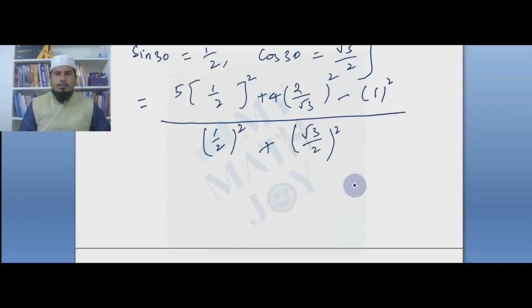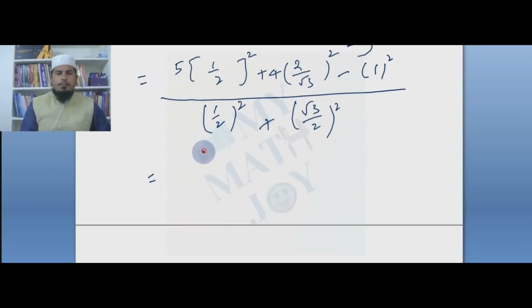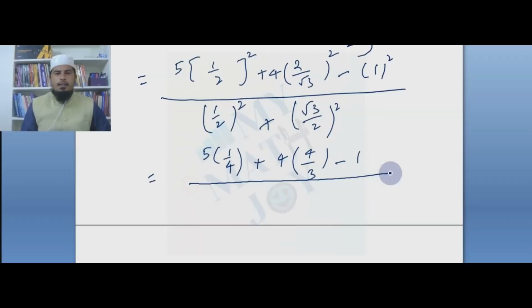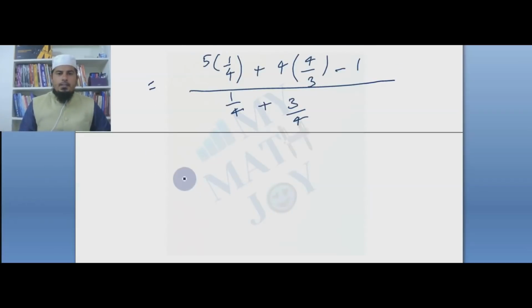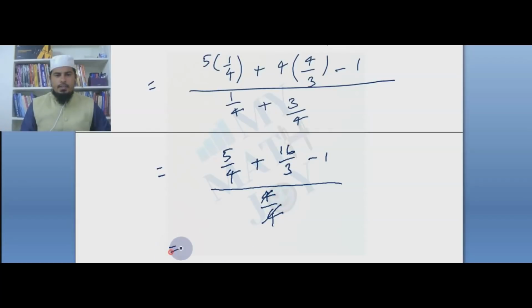Come on, let us solve this particular step now. 5 times 1 by 4 as square. 1 square is 1, 2 square is 4, plus 4 times 2 square is 4, root 3 square is only 3, minus 1, divided by 1 by 4 plus root 3 square is 3, 2 square is 4. Okay, we got it. Next, we got 5 by 4 plus 16 by 3 minus 1 divided by, as the denominators are 4 and 4, we can simplify. 1 plus 3 is 4 by 4 and we cancel it, you don't get any denominator now.